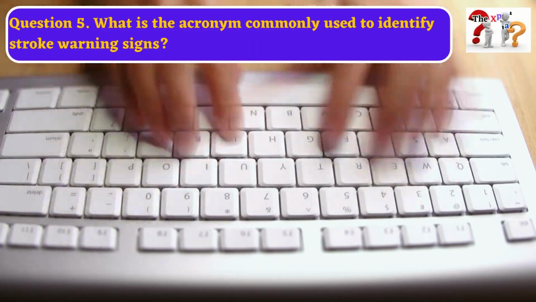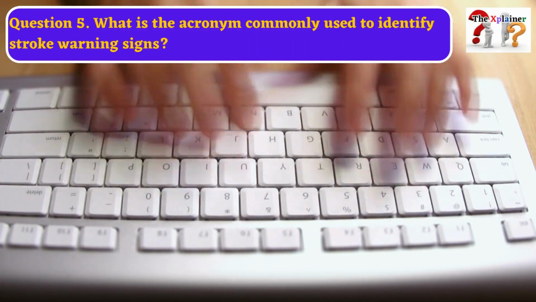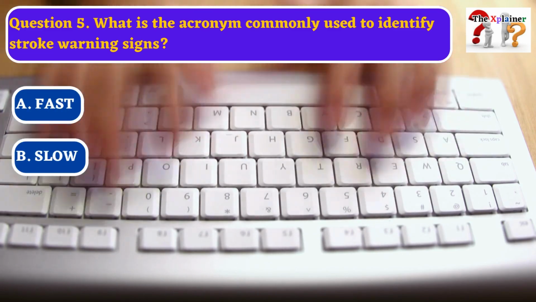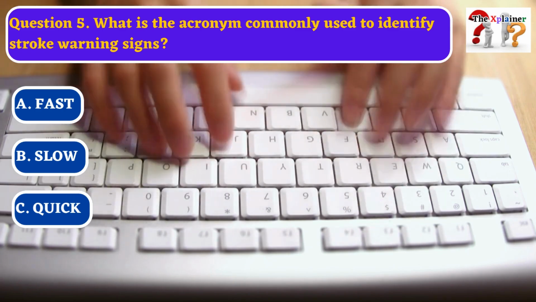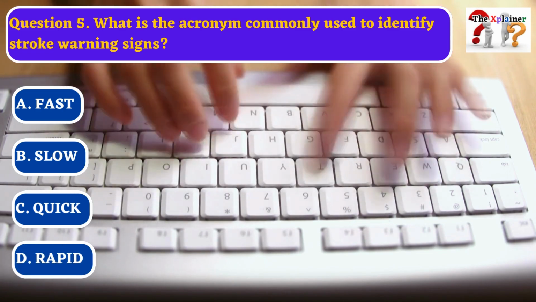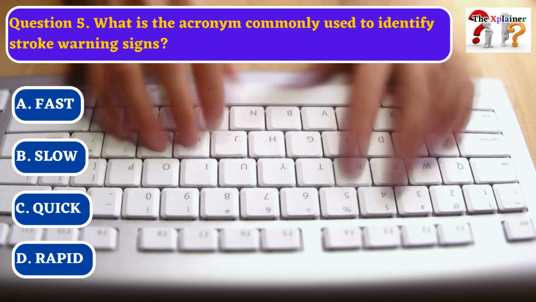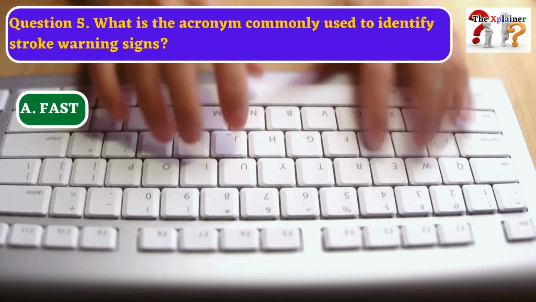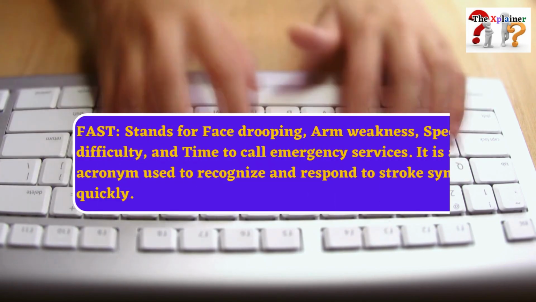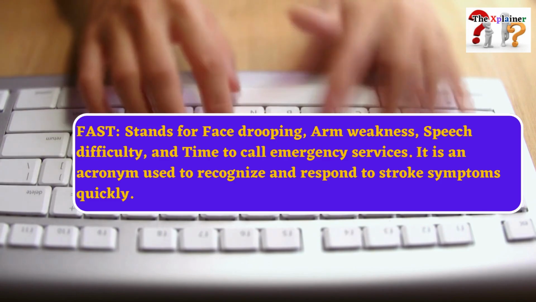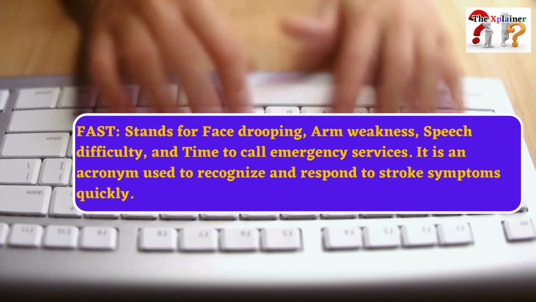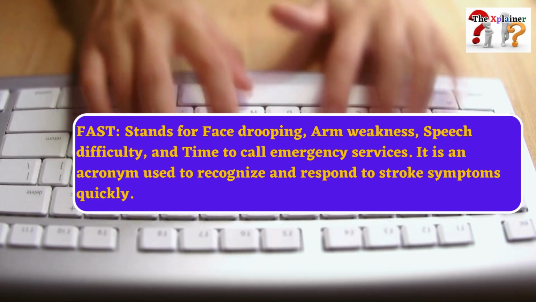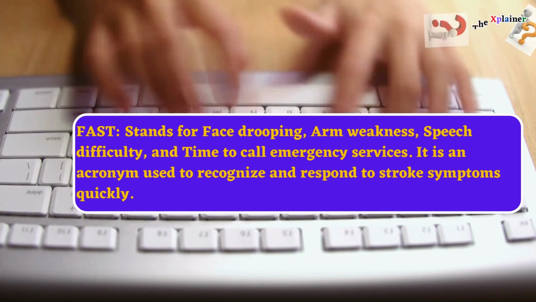Question 5. What is the acronym commonly used to identify stroke warning signs? A. Fast, B. Slow, C. Quick, D. Rapid. The answer is A. FAST. FAST stands for face drooping, arm weakness, speech difficulty, and time to call emergency services. It is an acronym used to recognize and respond to stroke symptoms quickly.